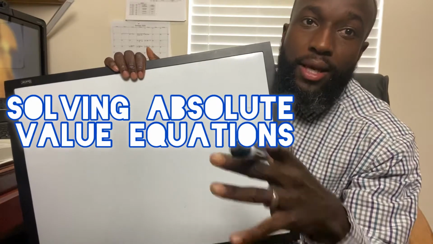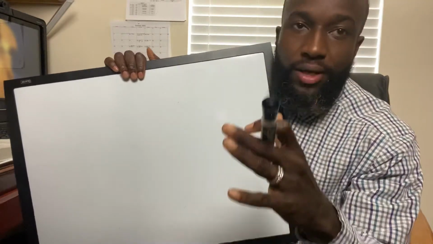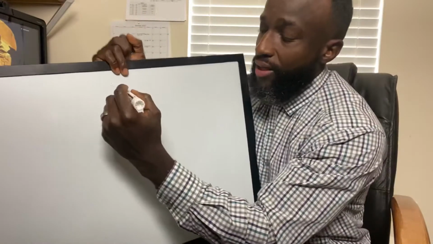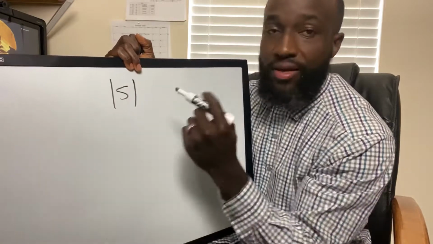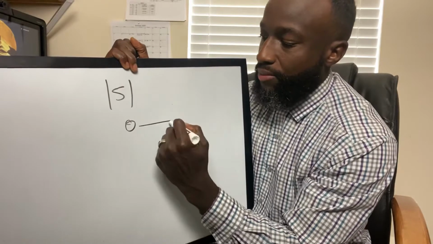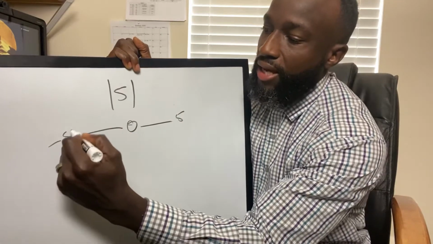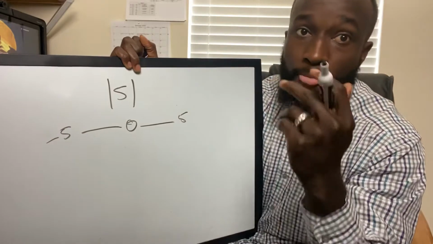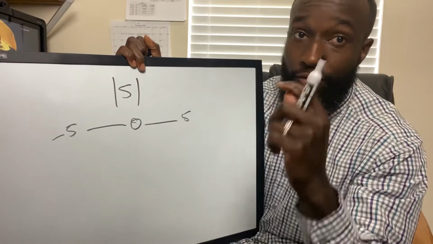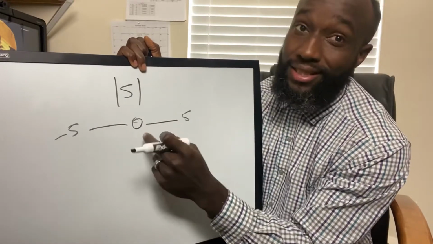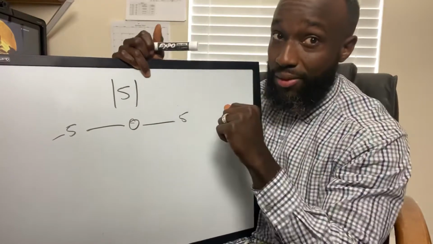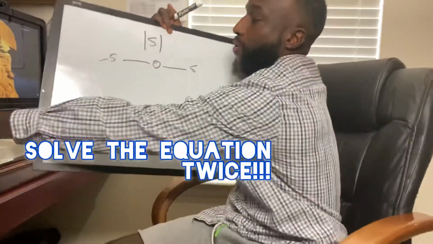We all know that the absolute value is the distance of a number from zero. That includes the negative and the positive of a number, right? So if I have the absolute value of 5, that means the distance of 5 from 0, and that distance is both the positive side and the negative side, right? And so when you have to solve an absolute value equation, you have to solve it in reference to its distance from 0, which means that you have to solve it twice. That's the most important thing about solving absolute value equations. You solve the equation twice.